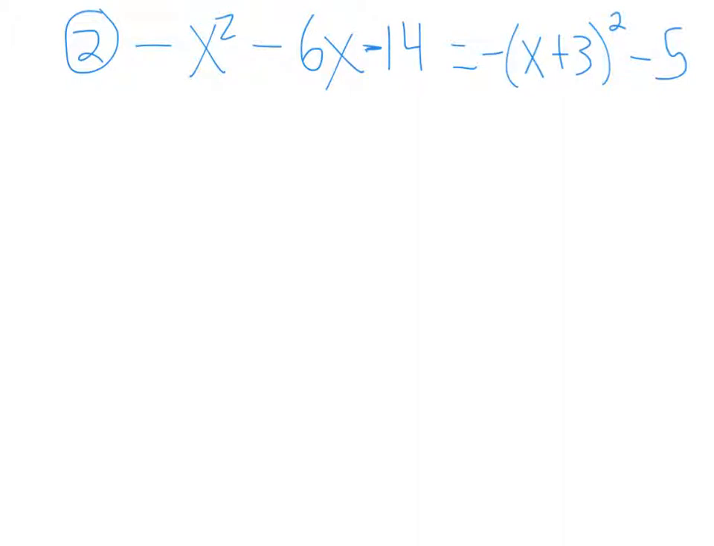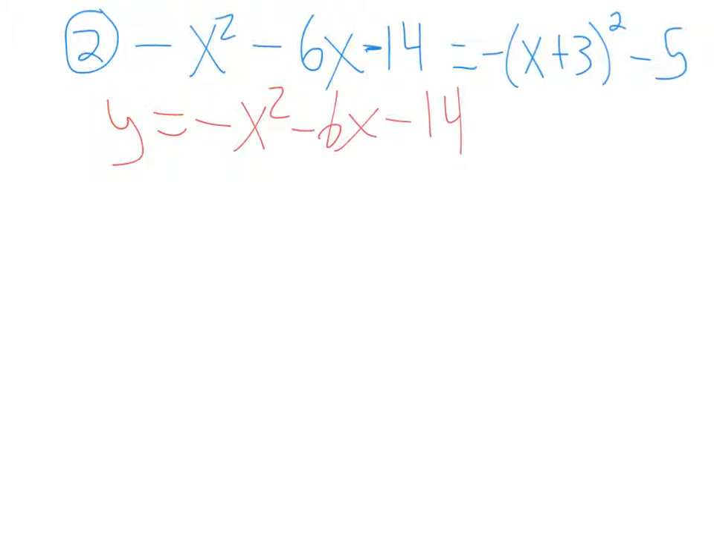Let me apologize. Let's go back to this. I had negative x squared. By the way, I want to rewrite this with y equals negative x squared minus 6x minus 14.